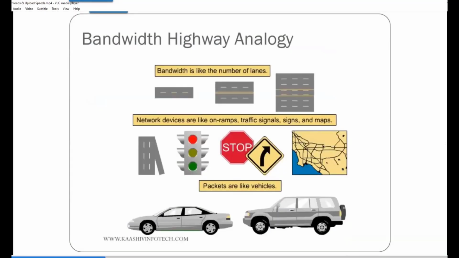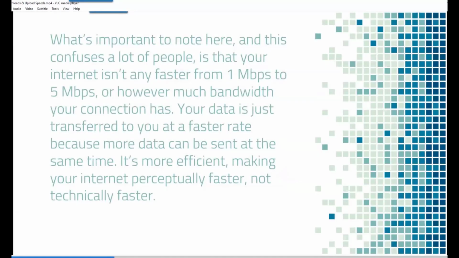Here's another picture of that same analogy. Bandwidth is like the number of lanes. The network devices are on-ramps, traffic signals, signs, and maps. And packets are like vehicles. In other words, they're the container in which the data is moving. What's important to note here, and this confuses a lot of people, is that your internet isn't any faster from 1 megabit to 5 megabits, or however much your bandwidth connection has.